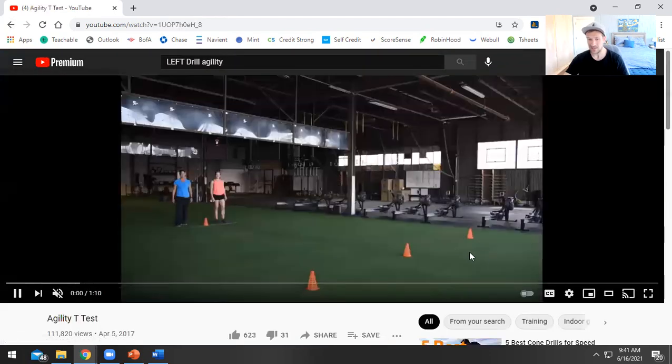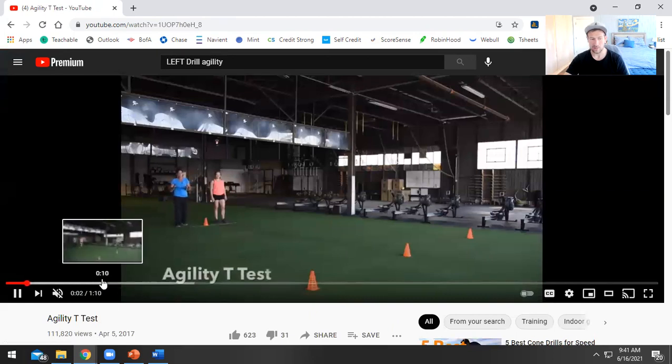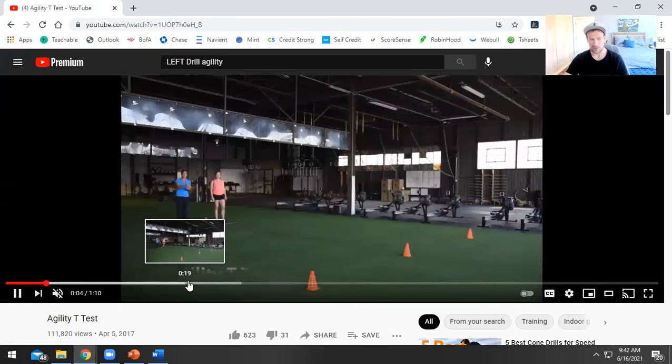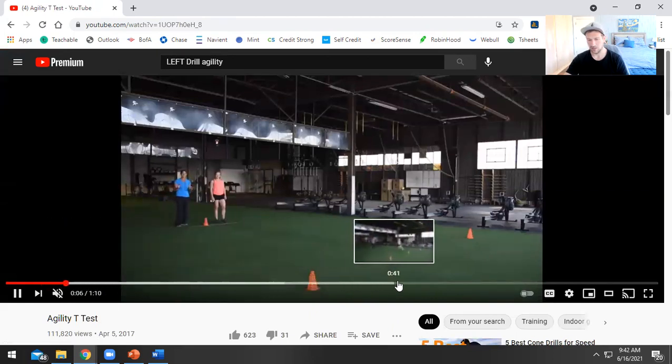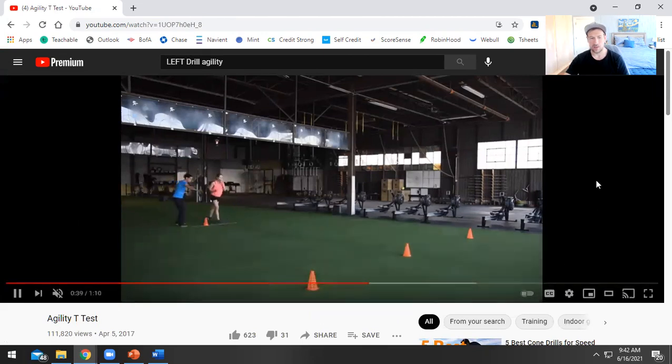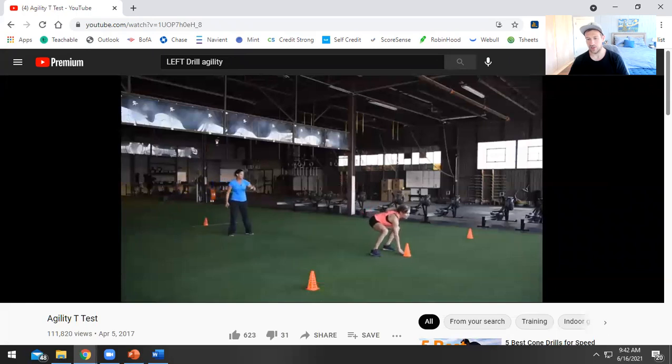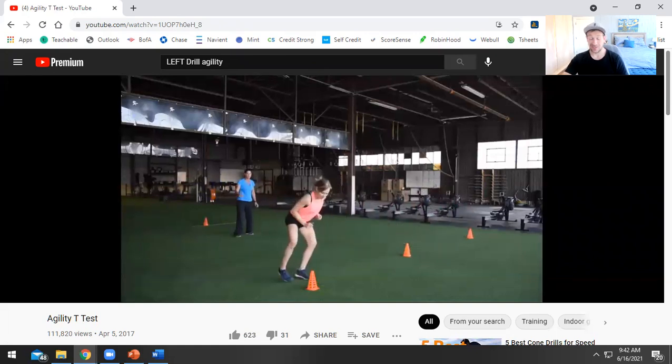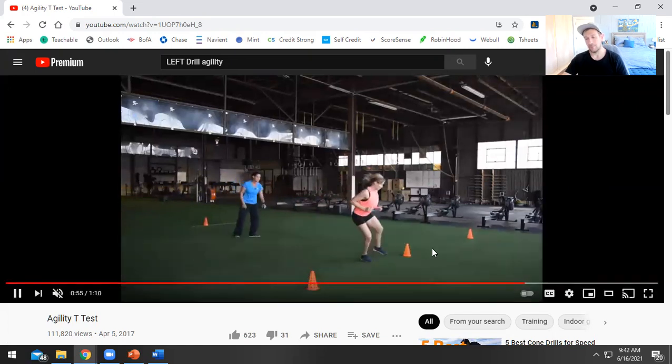There's the T test. This is a really good agility drill as well. You're going to see her sprint as hard as she can. She'll sprint, touch a cone, and then side shuffle, and then side shuffle and touch the cone. She's going to side shuffle again, and then she's going to backpedal.